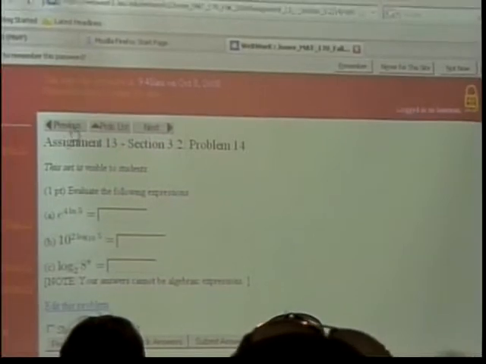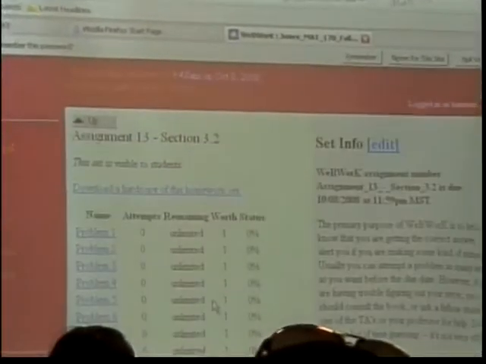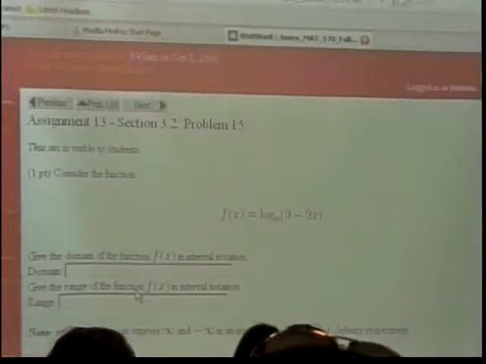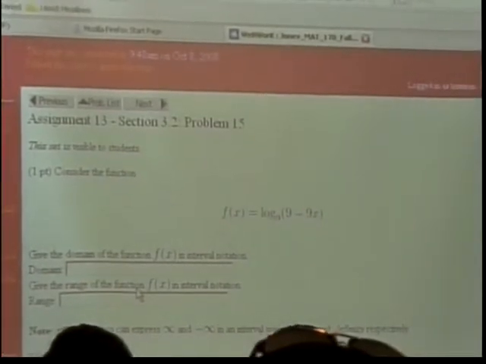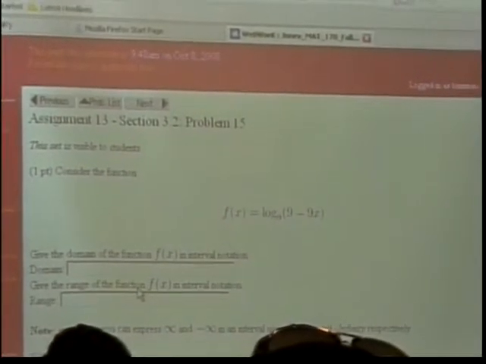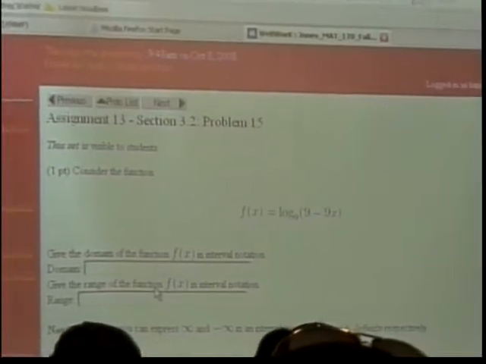So go back. The second to last problem? Yeah. That would be problem 15. Yeah. Okay, so we're going to be stuck doing problem 15 one way or another at this point.